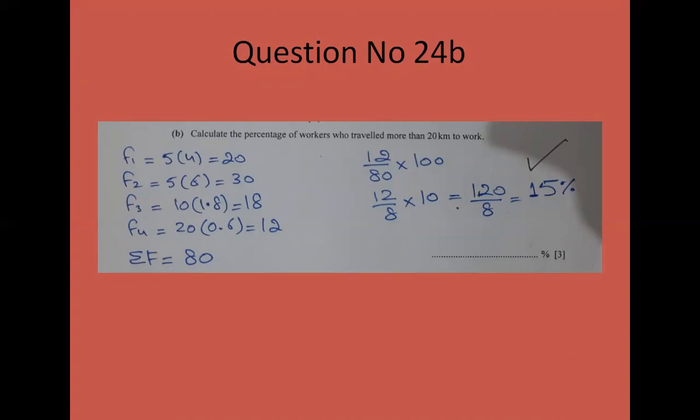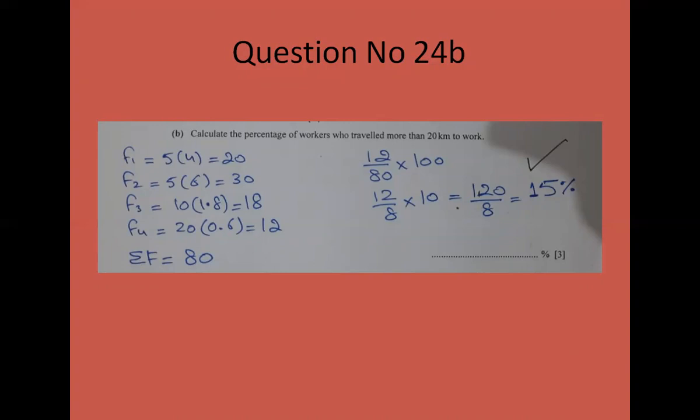So the total number of people is 80, and their question is to calculate the percentage of the workers who traveled more than 20 kilometers to work. The people who traveled more than 20 kilometers to work are 12, and total people are 80. So I can find the percentage: 12 divided by 80 multiplied by 100.